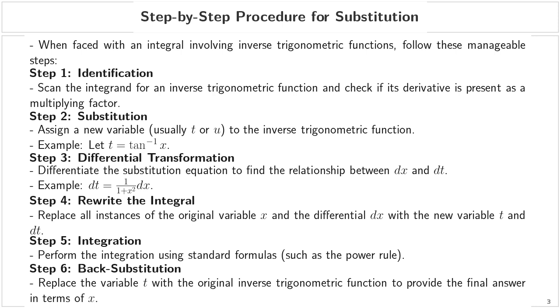We do this by substituting the original inverse trigonometric function back in for t. This gives us the final answer, expressed in terms of x, and don't forget to add the constant of integration, c, at the end. So these 6 steps, identification, substitution, differential transformation, rewriting the integral, integration, and back substitution, are the core of solving integrals involving inverse trigonometric functions. We'll see these steps in action with some worked examples on the next slides, so you can see exactly how it all comes together.